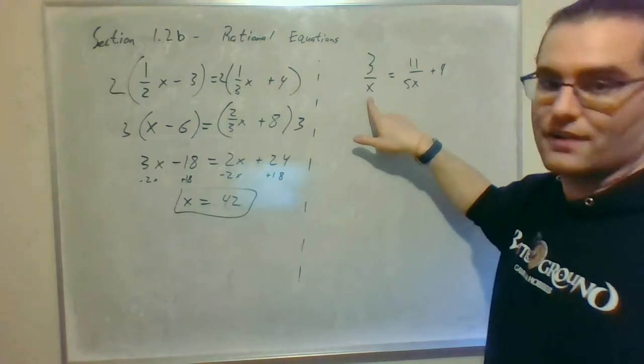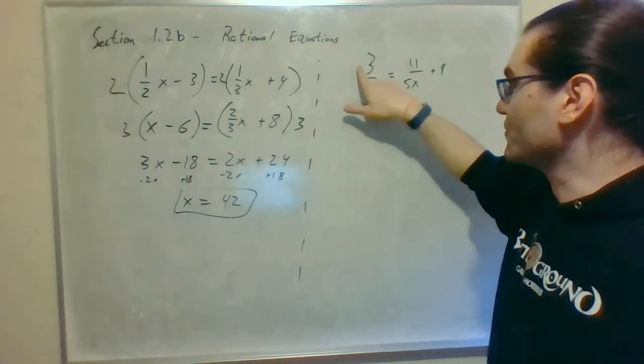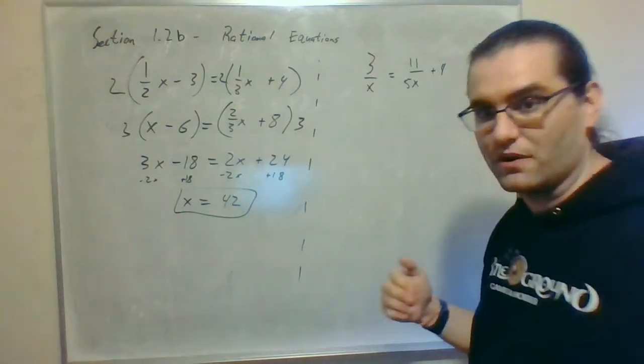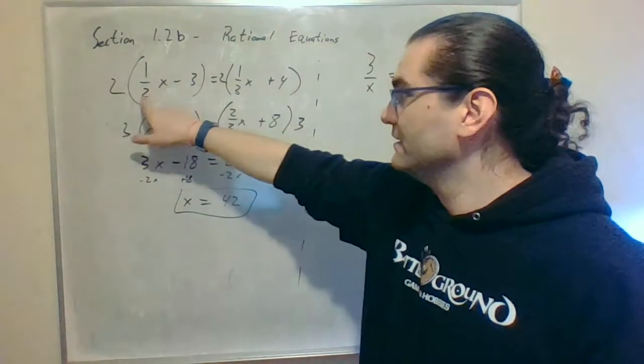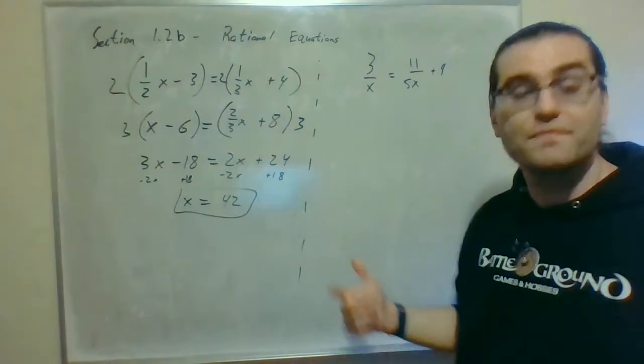Here our x's are in the denominator. The coefficient is 3 and the x is tucked underneath it. The x is part of the fraction. It's not like there's a fractional coefficient and x is normal. The x is in the denominator.